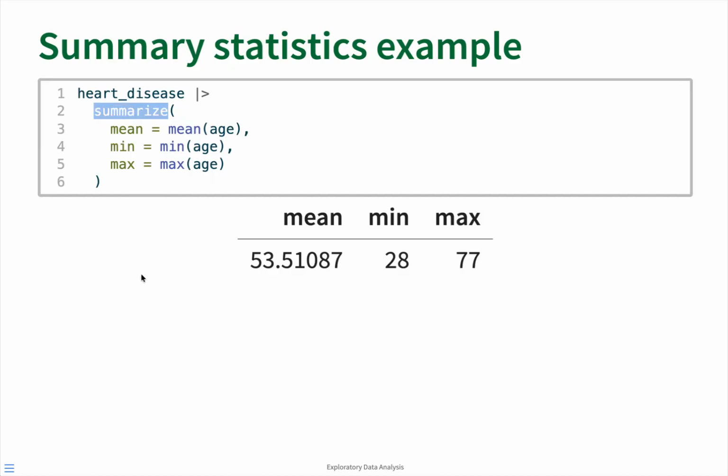The summarize function is typically what we are going to use to calculate summary statistics, and we can then supply these aggregating functions inside it, such as the mean function or the min function or the max function, to convert an entire column of data down to just a single number that summarizes that entire column.